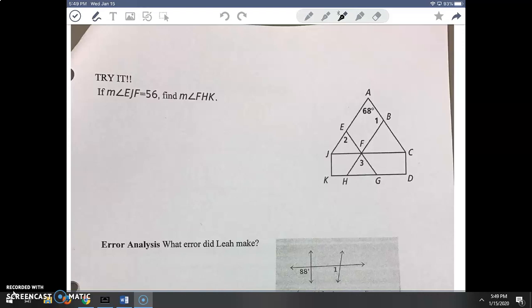Now remember angle EJF. Angle EJF is this angle right here that they're giving you. So what they want you to do is find FHK. FHK is this here. What is this one going to be? This is given, and this is what we're trying to find. That's what we don't know. Give it a shot.